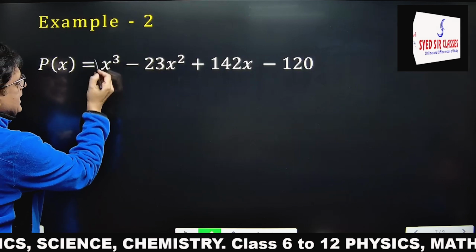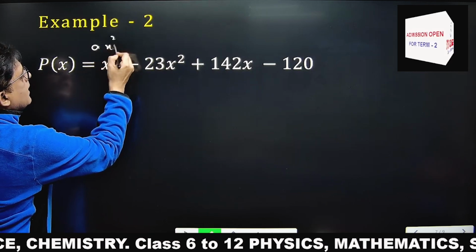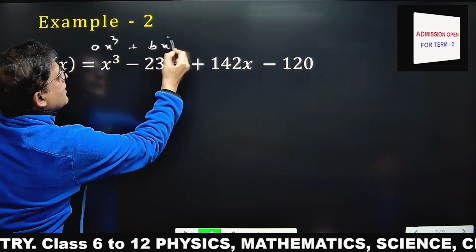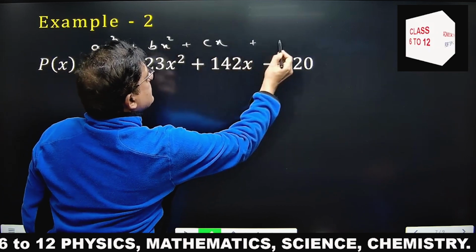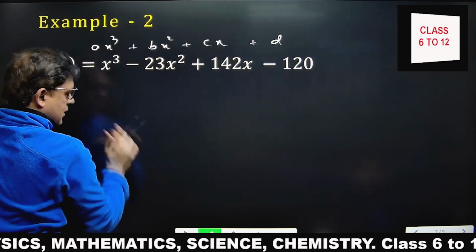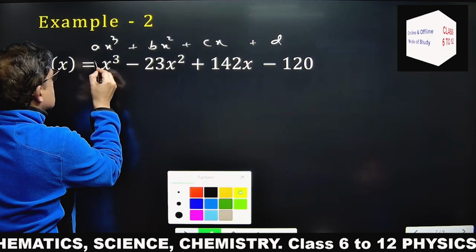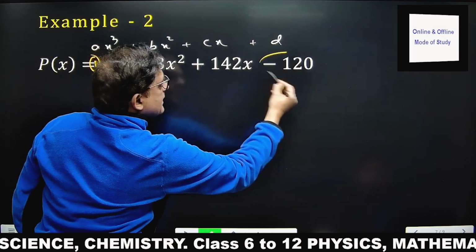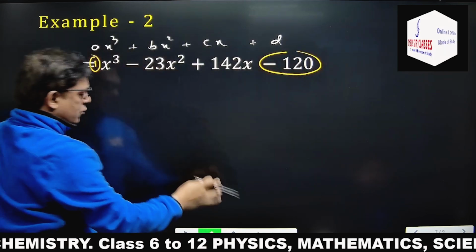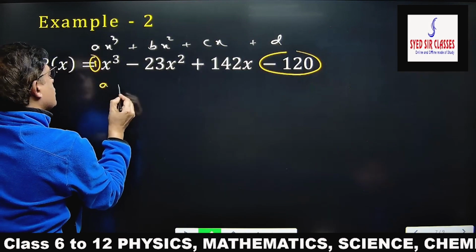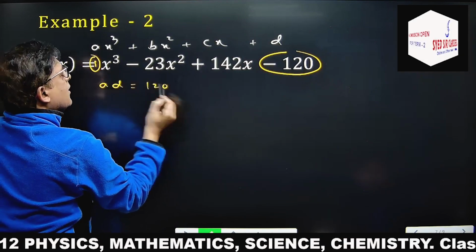Now this is ax cube plus bx square plus cx plus d. So this one is a. What is a here, dear? a is 1 and d is minus 120, or 120, you should say 120. So a into d is equal to 120.